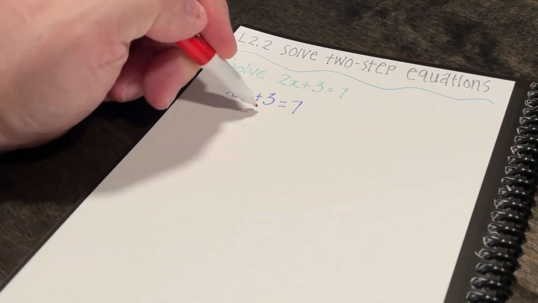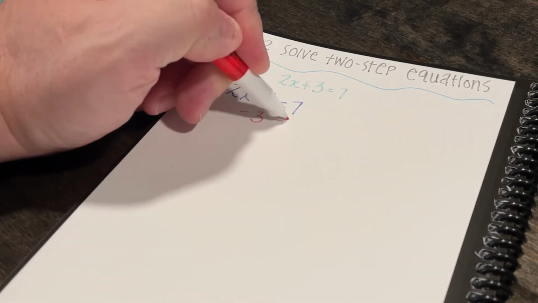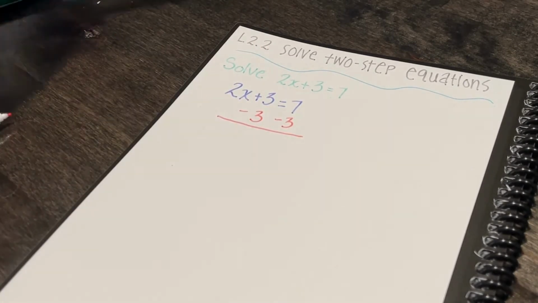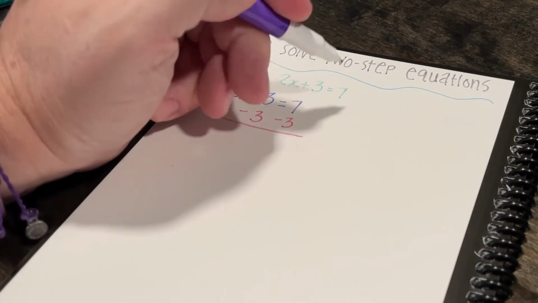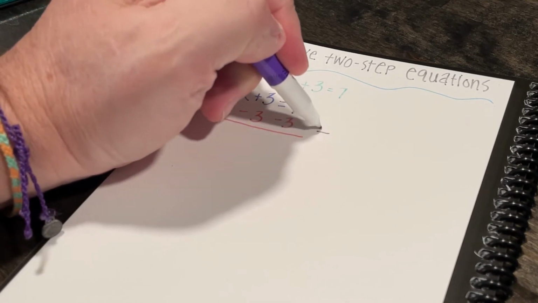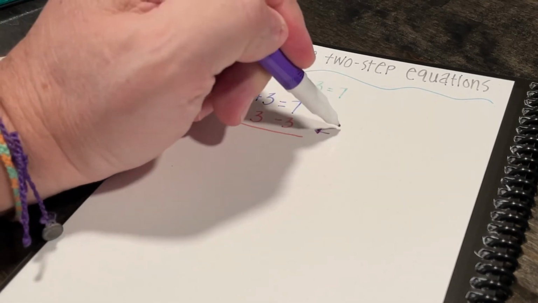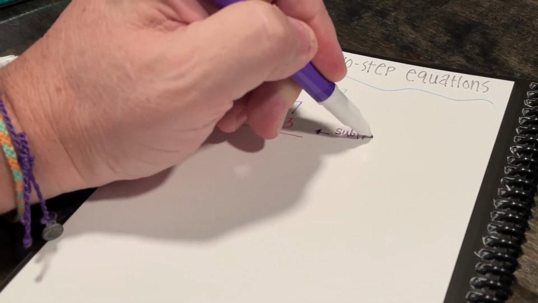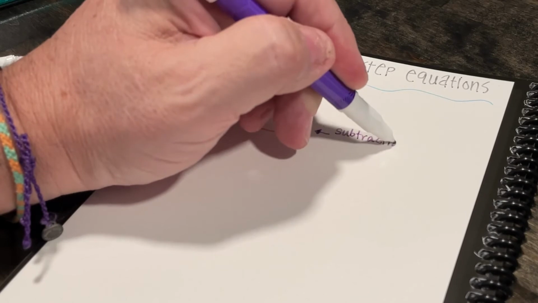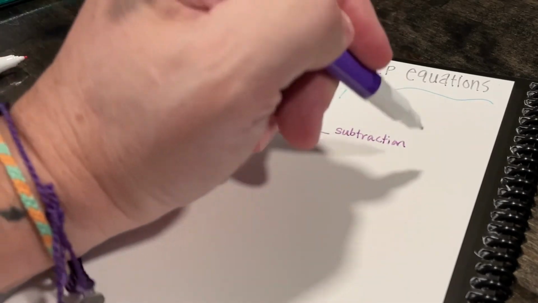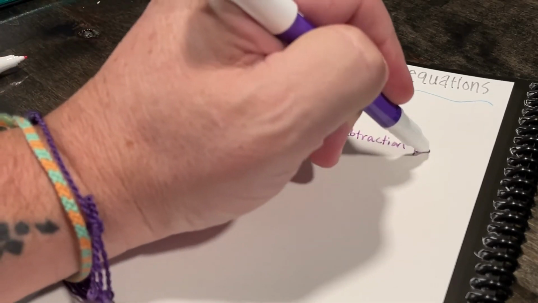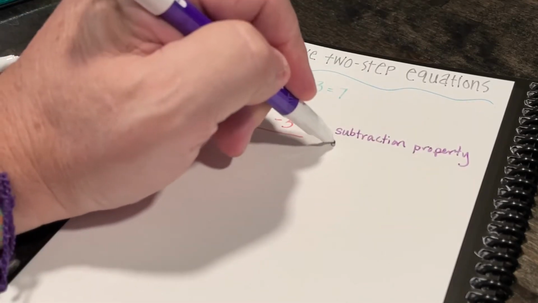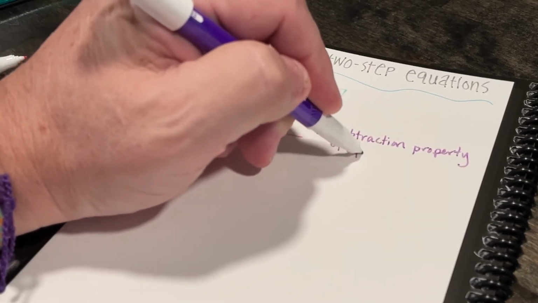So the first thing I want to do in this equation to figure out what x is, is to subtract 3 from both sides. And when I'm doing that, I'm using the subtraction property of equality, which basically means that if I subtract a number from one side of the equation and I subtract the same number from the other side of the equation, everything stays equal, everything stays balanced.